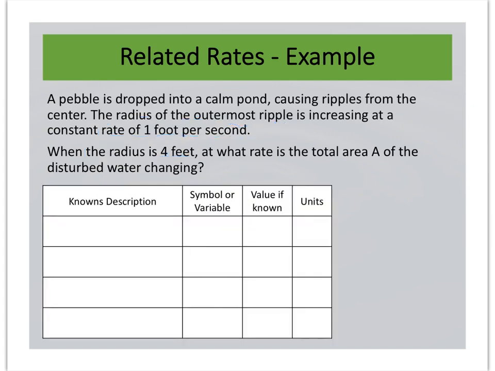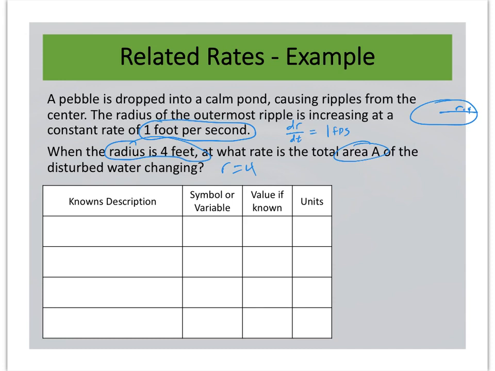So I added this grid, and again, we're thinking about 1 foot per second. We know that the radius is changing over time at a rate of 1 foot per second, and the radius that we know currently is 4, so r equals 4. I'm going to make a quick diagram here. I've got my pond and my radius. We know the radius is 4. And we're looking for the area, the total area.